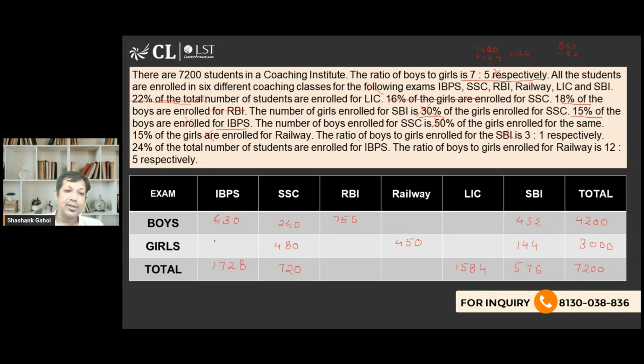Number of boys are 630. What is the number of girls? That is going to be 1098. This minus this will give me the number of girls. So this statement is also used.